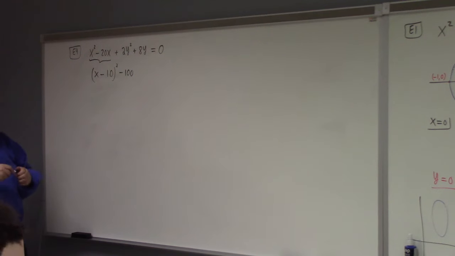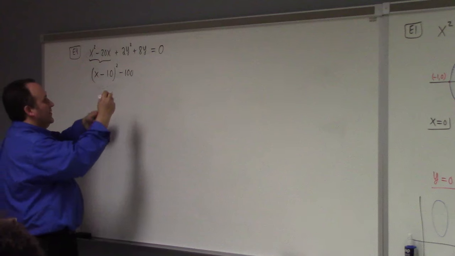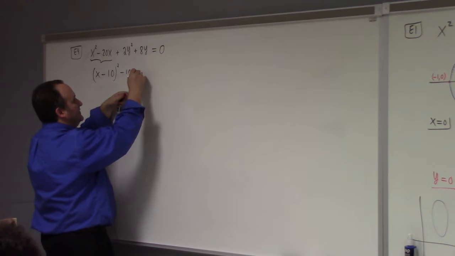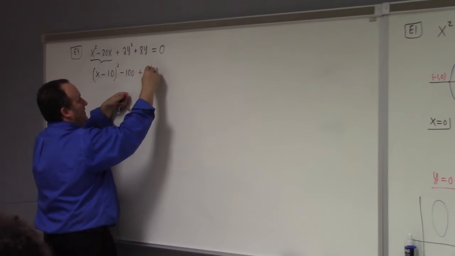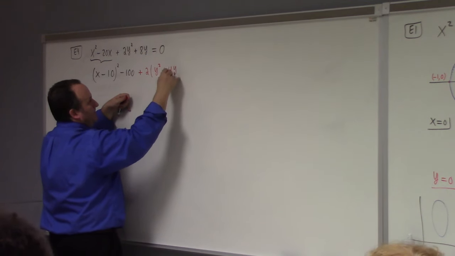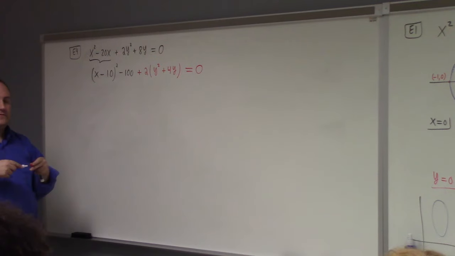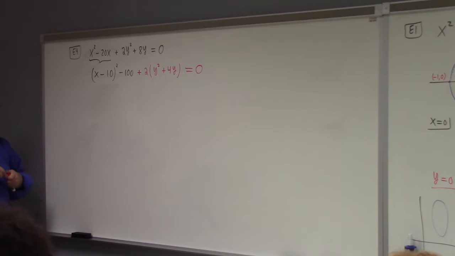Now how about the y's? I'm going to make an opening move on the y. I'm not going to complete the square yet, but that's 2 times what? 2 times parentheses y squared plus 4y, right? You guys with me? I like to factor the 2 out before I try to complete the square here. Now that I've factored the 2 out, I can complete the square on y.